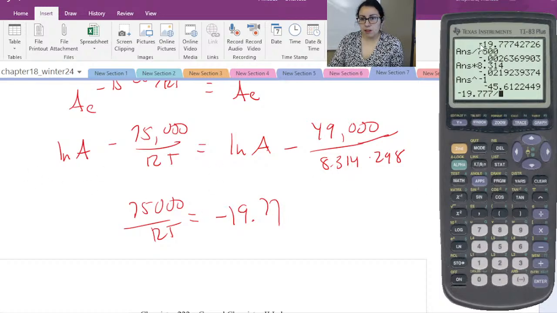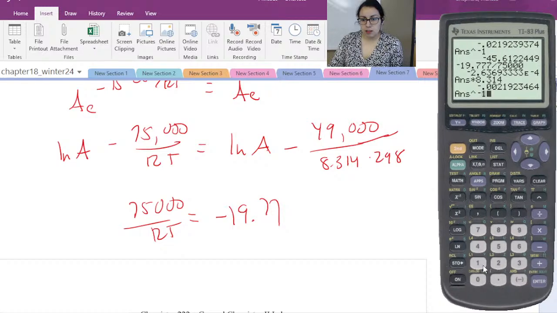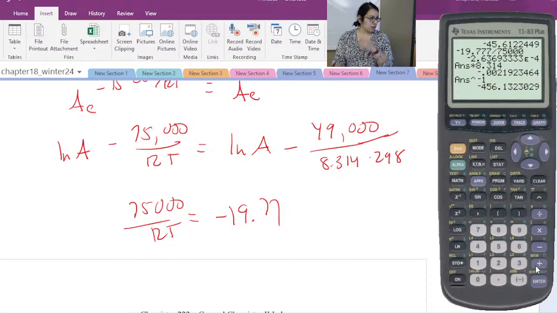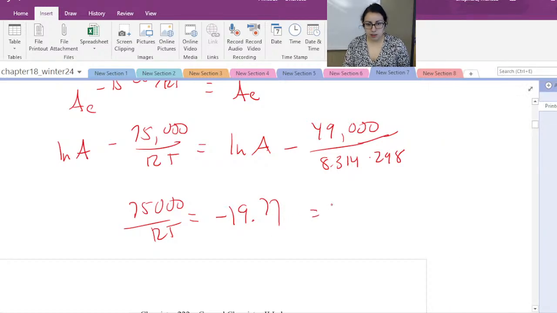So divided by, do you see my mistake? I left off a 0 there. 75000. Okay, one more time. Now inverse that. So that looks right. So 457 Kelvin.